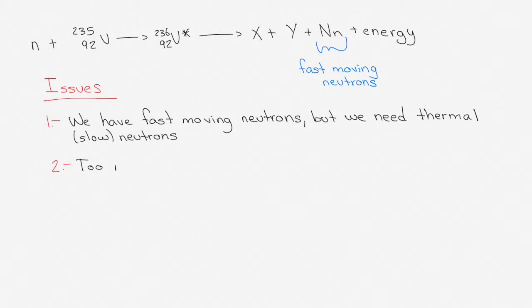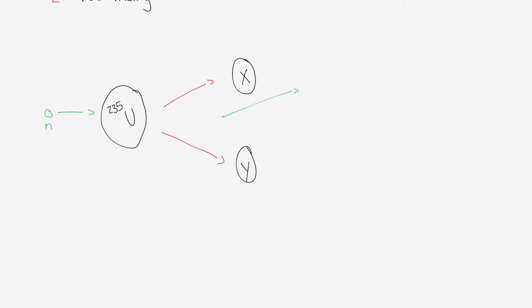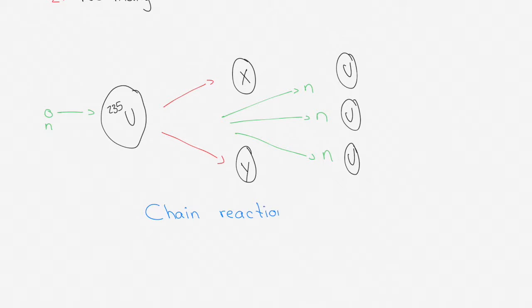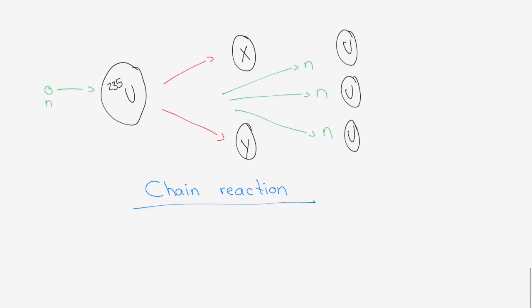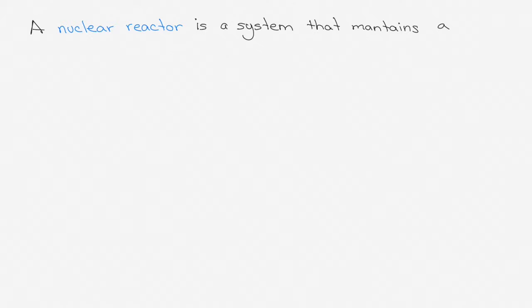The second issue we have is that after every iteration, we end up having 2.5 neutrons. If these 2.5 neutrons then interact with other uranium atoms, we will have what is called a chain reaction. However, we will have an unstable chain reaction, since the amount of uranium fissioning will increase exponentially, and this will cause an explosion. A nuclear reactor is a system that maintains a self-sustained chain reaction. This means that after each iteration, on average, 1 neutron is produced, not 2.5.